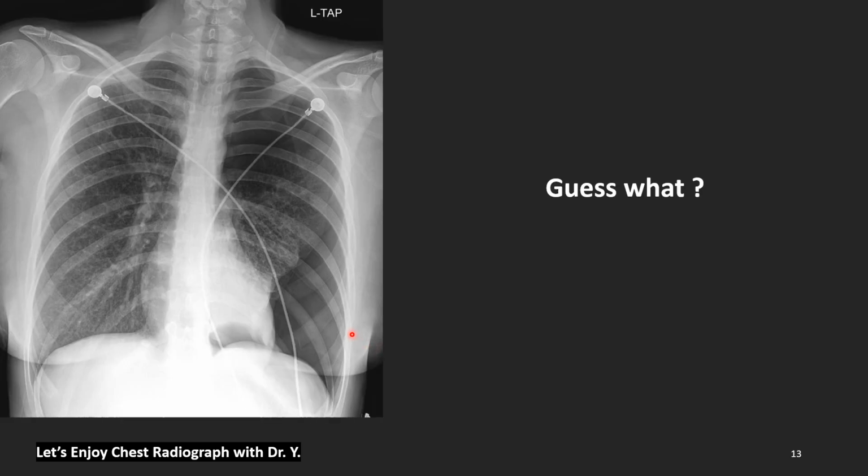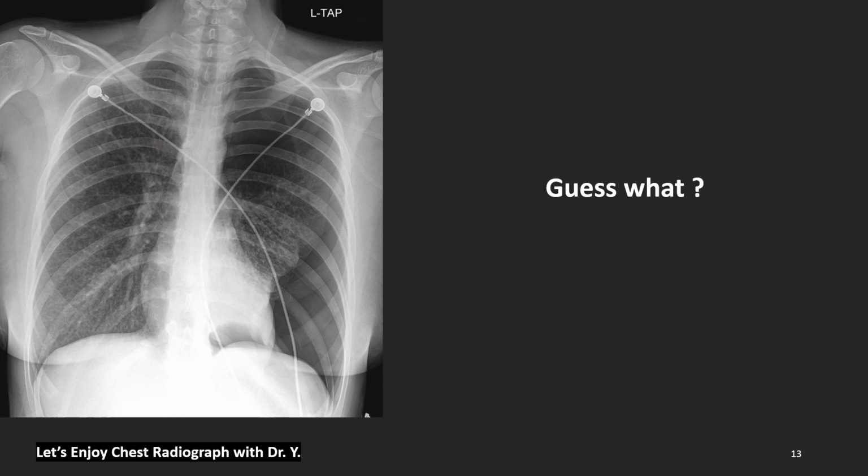Please look carefully at this film, and guess what? We see the pneumothorax on the left side. This is a spontaneous one. What do you see of the pathology of the underlying lung of this pneumothorax? Is the lung looking good? Right side and left side. Do you have some idea?